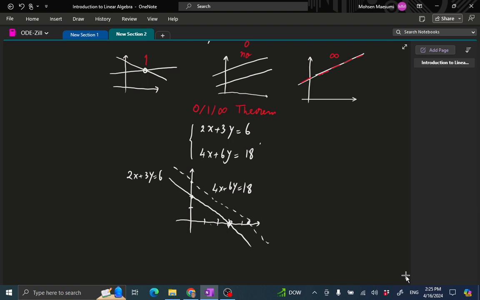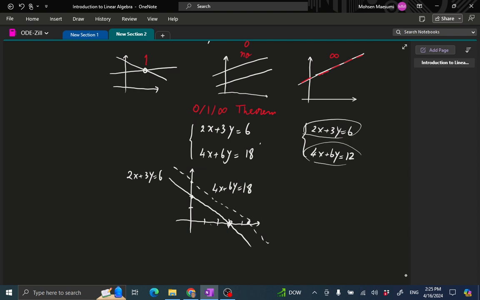These two happen to be parallel to each other. How about a case like this? Well, if I had 2x plus 3y is equal to 6, and then 4x plus 6y is equal to 12, obviously I've taken the left hand side to double, the right hand side also double. So this equation encodes exactly what this one did. There's no new information here that wasn't there.